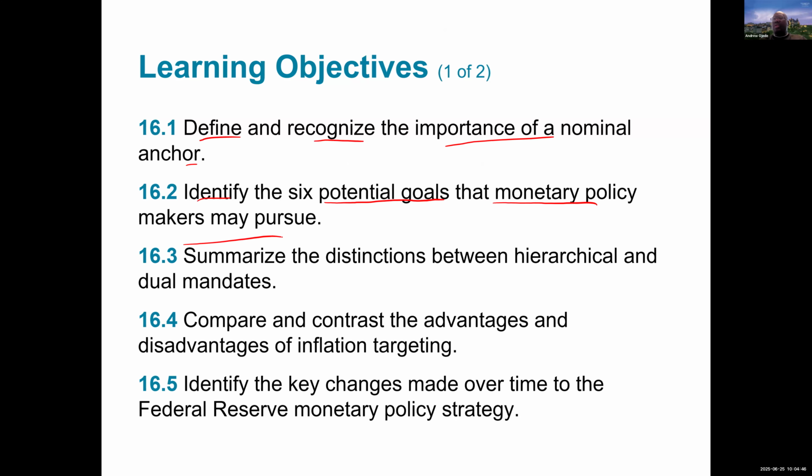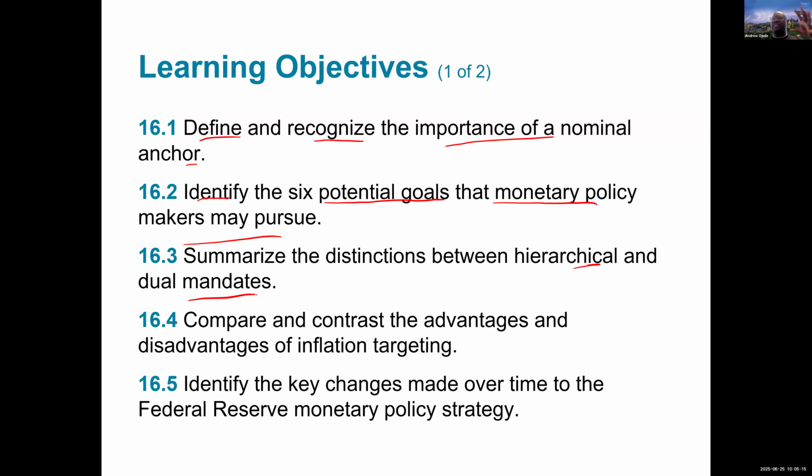Out of those 6 goals, there are going to be 2 most important ones. In fact, the first one is the most important one, which is price stability, controlling inflation. Then the second most important one is, of course, maximum employment, making sure that the economy is as close as much as it can be to its full potential value, producing at full potential or full employment. And so we shall also summarize the distinctions between hierarchical and dual mandates of the Federal Reserve System.